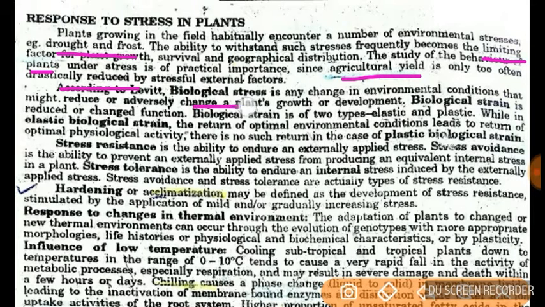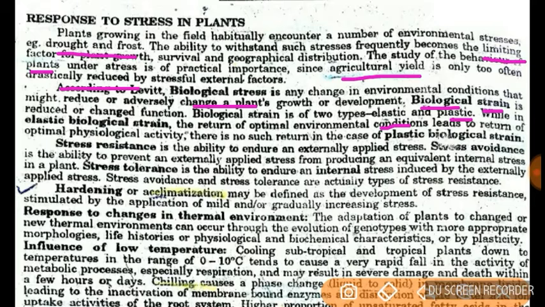The biological stress definition is given here: any change in the environmental condition that might reduce or adversely change a plant's growth or development. Now a biological strain means a type. Okay, so the genotype may be altered. Here it may be of two types, that is elastic and plastic.